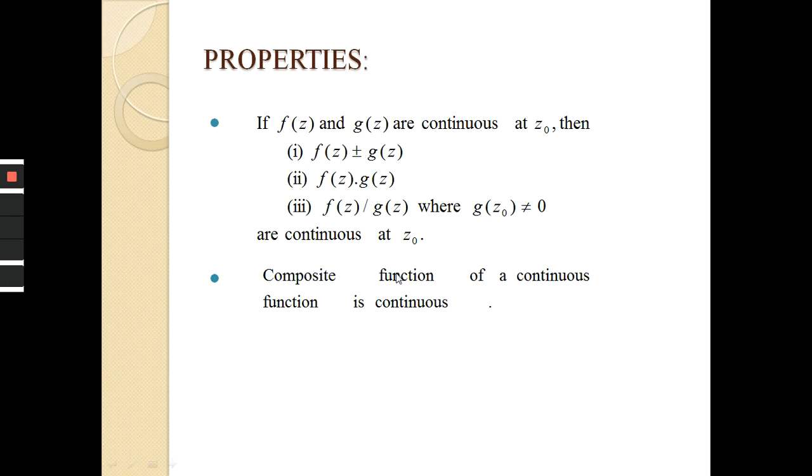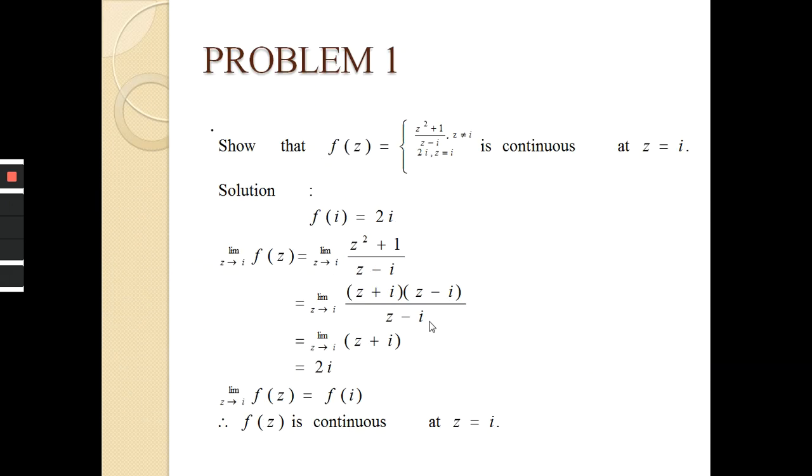Properties of continuous functions. If f(z) and g(z) are continuous at z naught, then f(z) plus or minus g(z), f(z) times g(z), and f(z) divided by g(z), where g(z) is not equal to 0, are continuous at z naught. A composite function of continuous functions is also continuous. Now I am going to explain some problems on continuous functions.